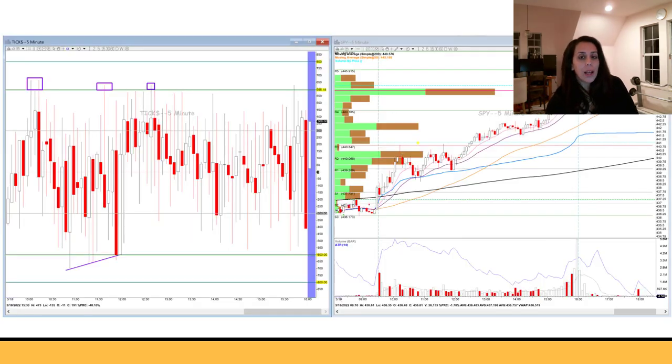Let's look at an example. This is SPY on March 18th. I use DAS Trader Pro. As you can see, I have my pivot lines. I like to trade off of those. And I wanted to look back and see how it would compare to tick.